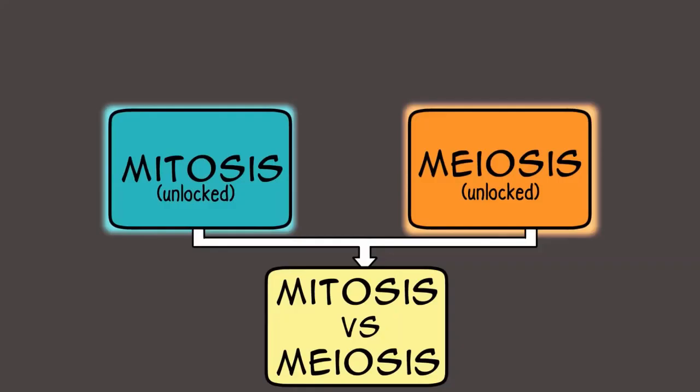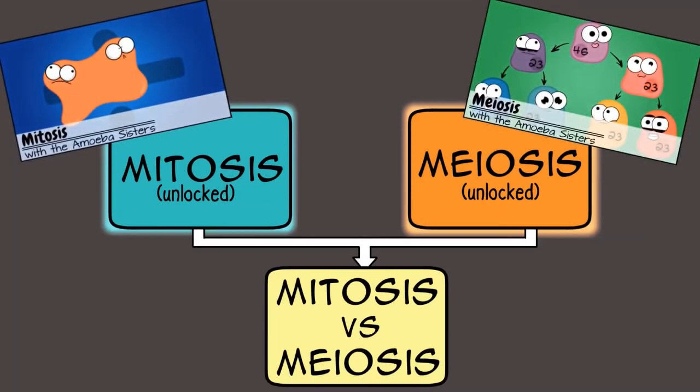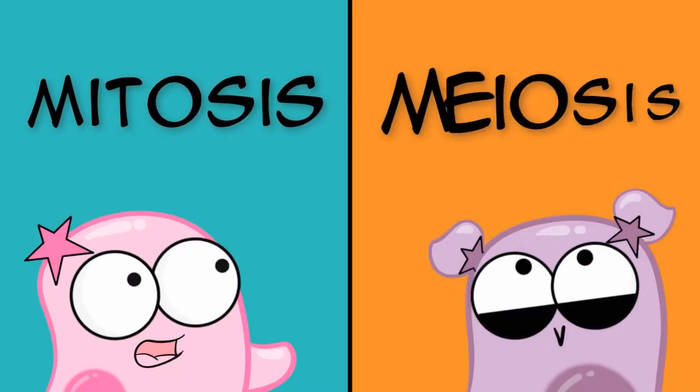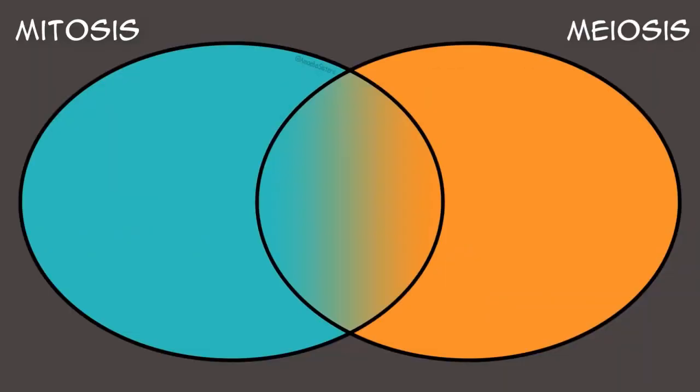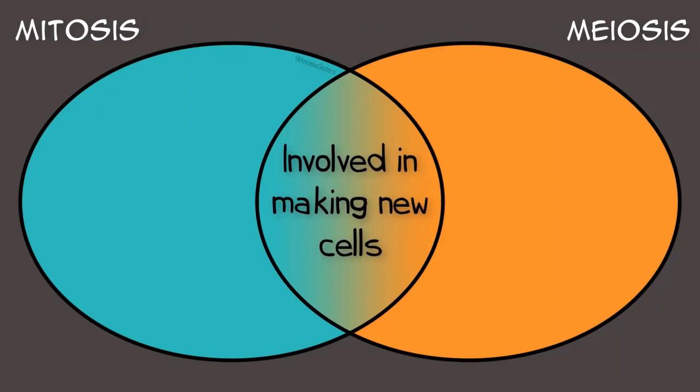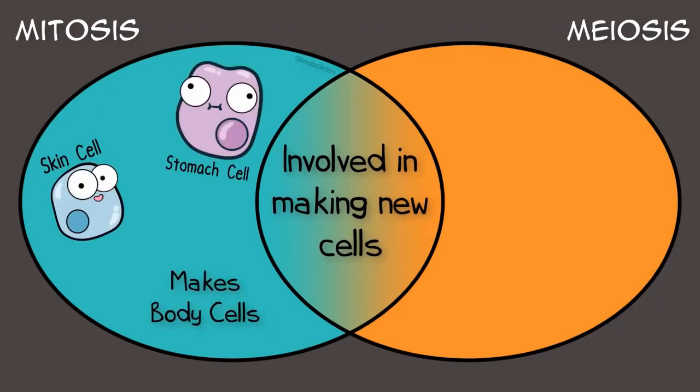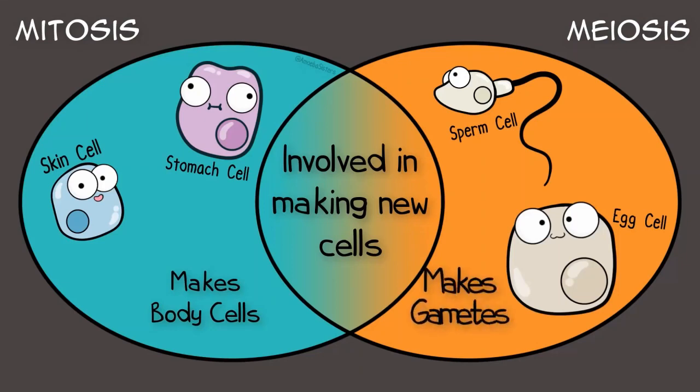We assume you already have a background of mitosis and meiosis. If not, take a look at our videos on them. But this video is a side-by-side comparison, presented in a split screen. Mitosis on the left, meiosis on the right. Both of these processes, along with the cytokinesis that follows them to split the cytoplasm, are involved in making new cells. Mitosis results in body cells. Meiosis results in sperm and egg cells, otherwise known as the fancy term, gametes.